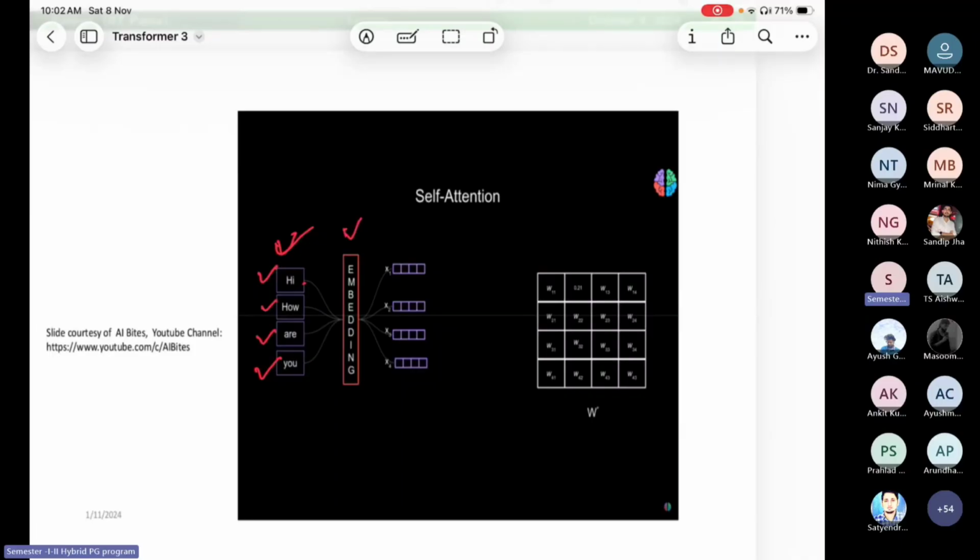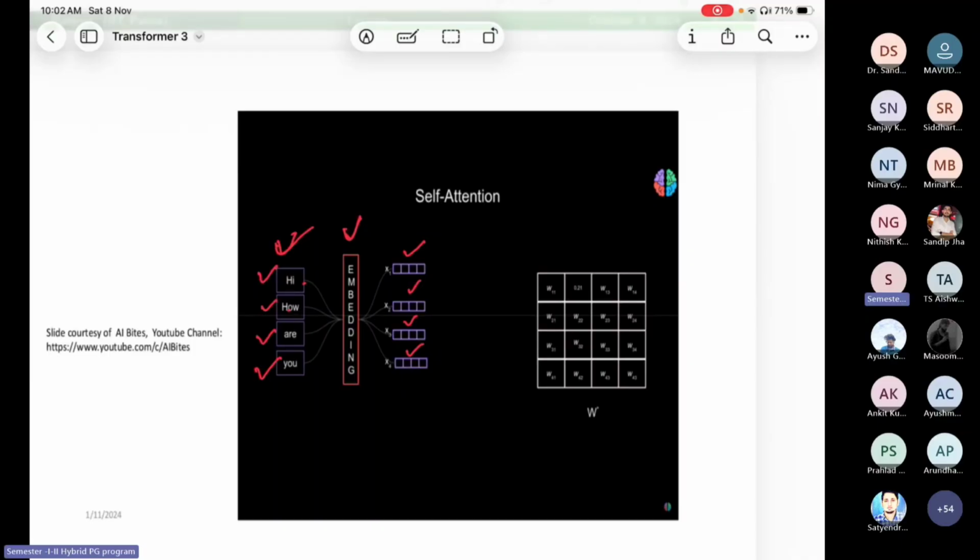So we have the embedding layer. The job of the embedding layer is to convert each word into a vector. Hi is converted into x1, how is converted into x2, are is converted into x3, and you is converted into x4. So we got four different vectors for four different words.